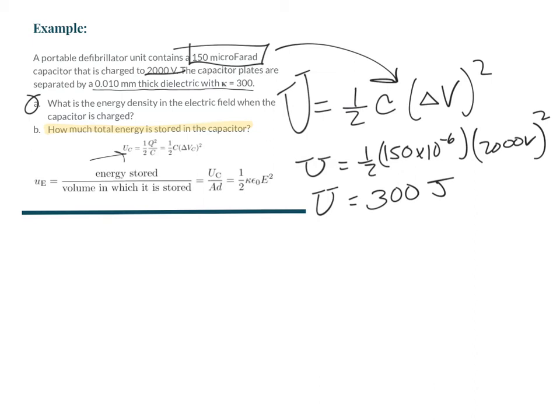Energy density is defined as the energy stored, which we already found. I'm going to highlight it in green. You divide it by the volume in which it is stored, which is the volume of the capacitor. And for a parallel plate capacitor, the volume equals the area of the plates times the distance between the plates. Problem is, we don't quite have the area, but we can use another formula to calculate it.